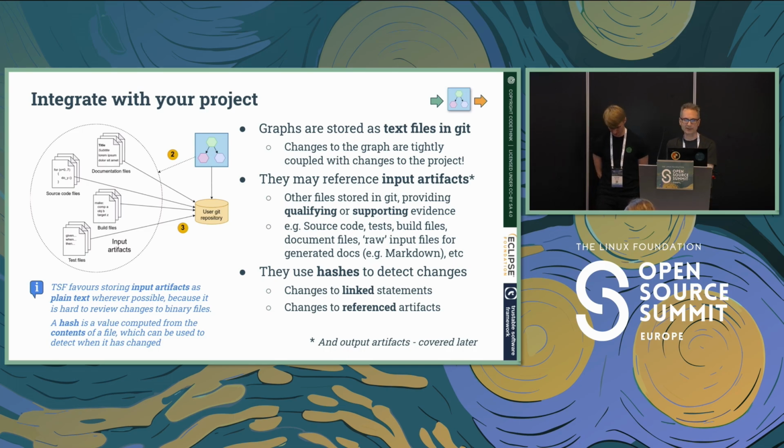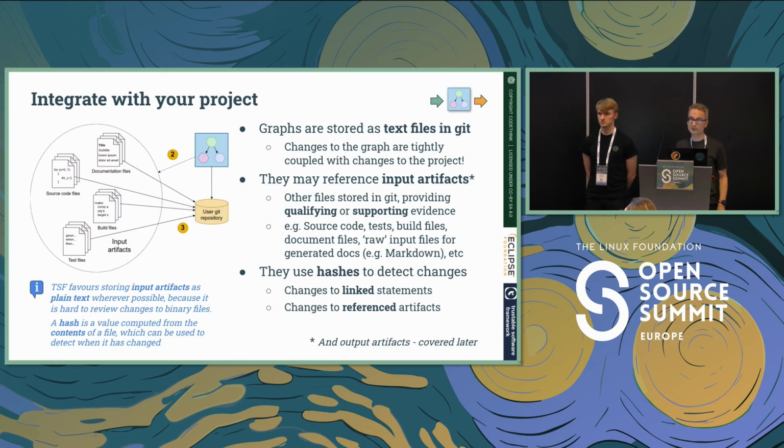So the key here is about integrating this with your project, which is why the actual representation of the graph is stored as text files in Git. Because remember, you really need Git here. That means that the changes to the graph, the way you're expressing the metadata, the way you're expressing your objectives, are tightly coupled with changes to the project.